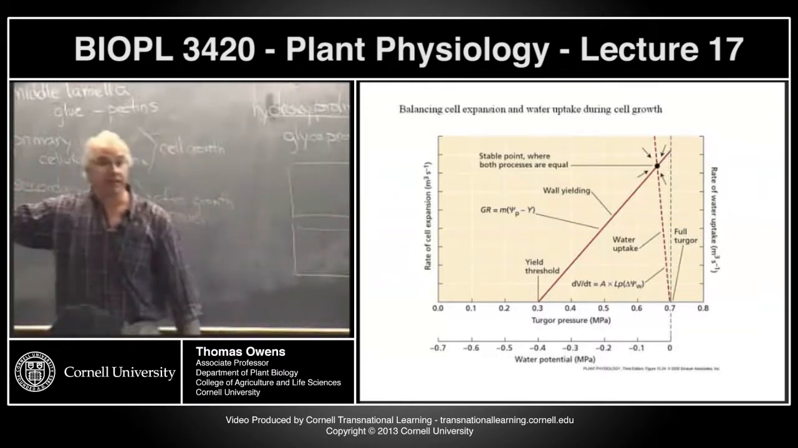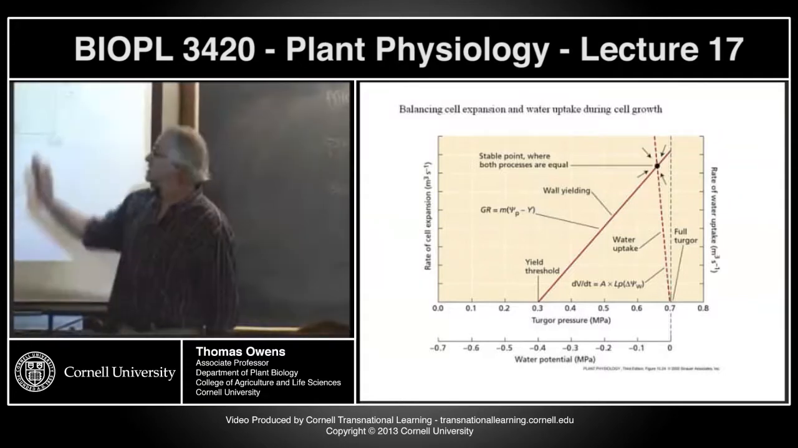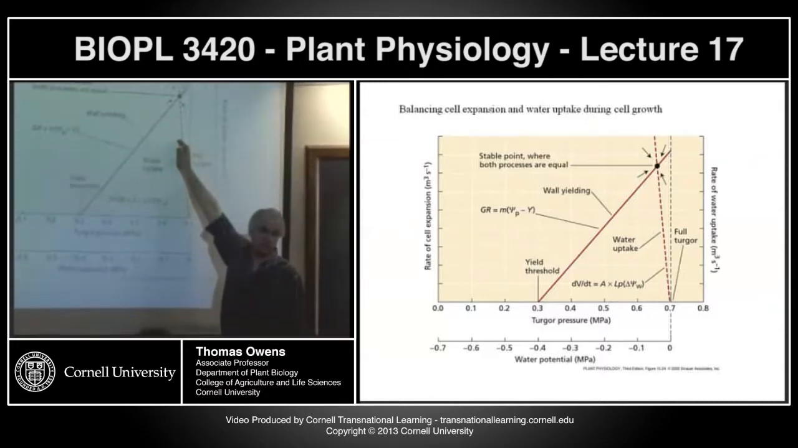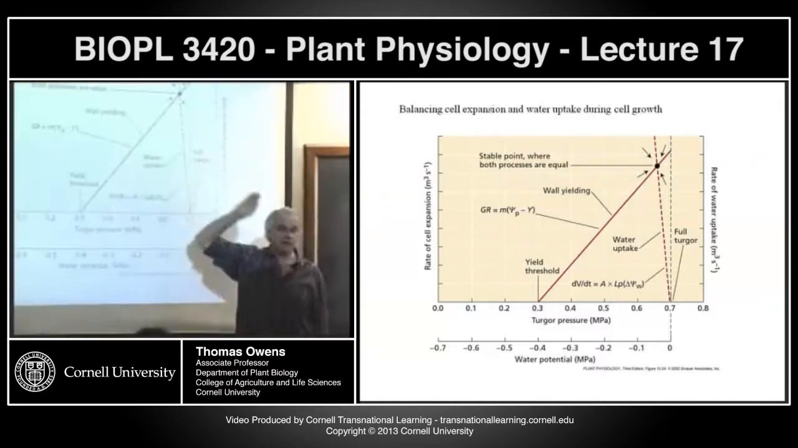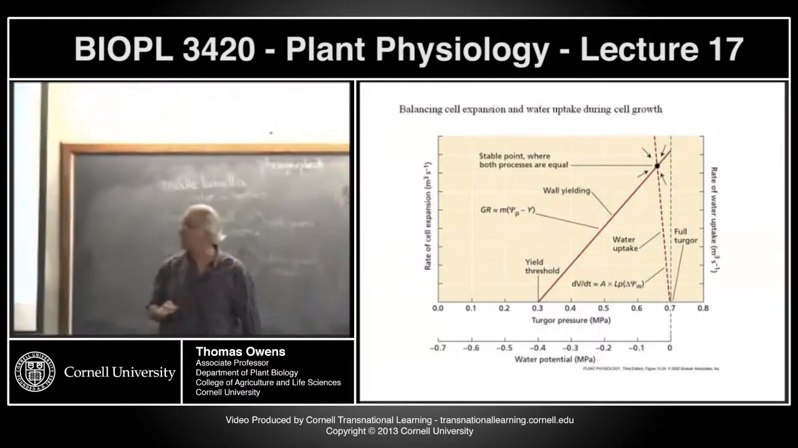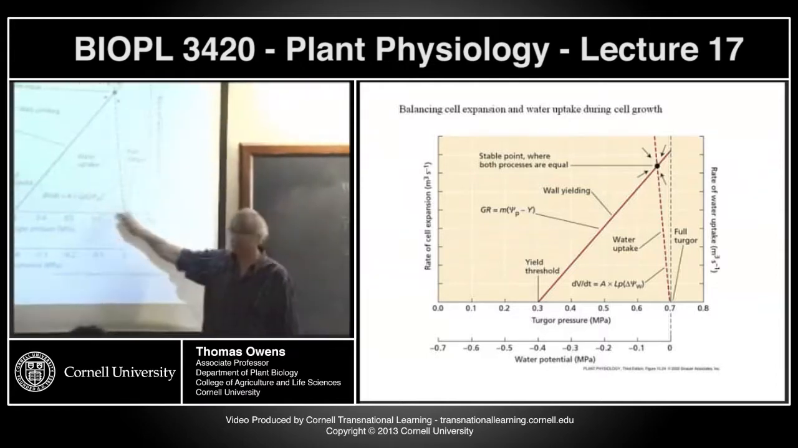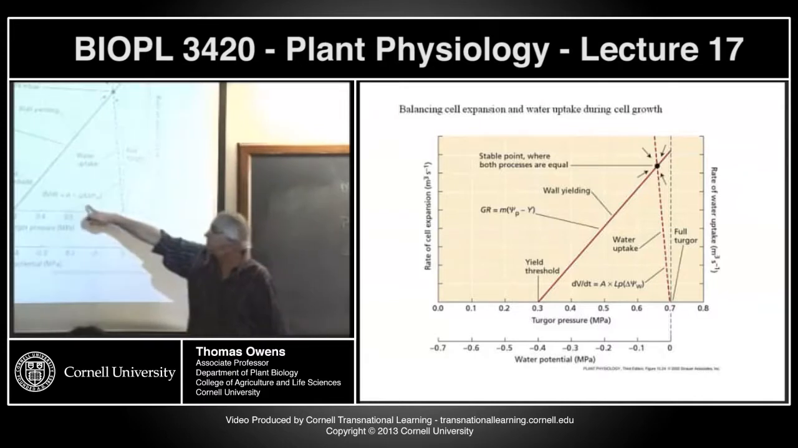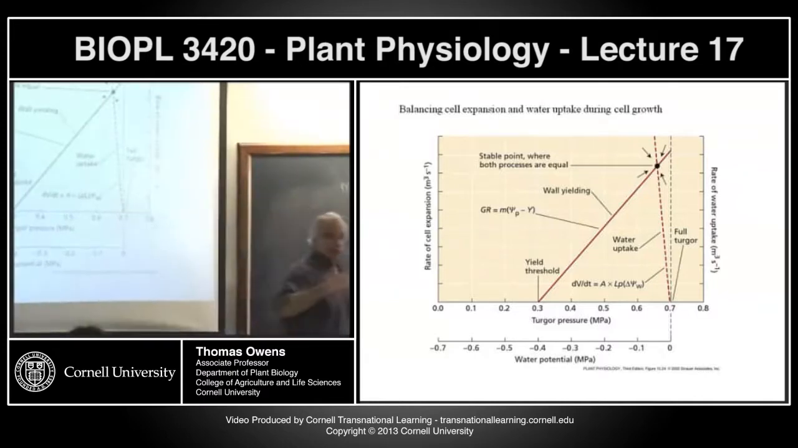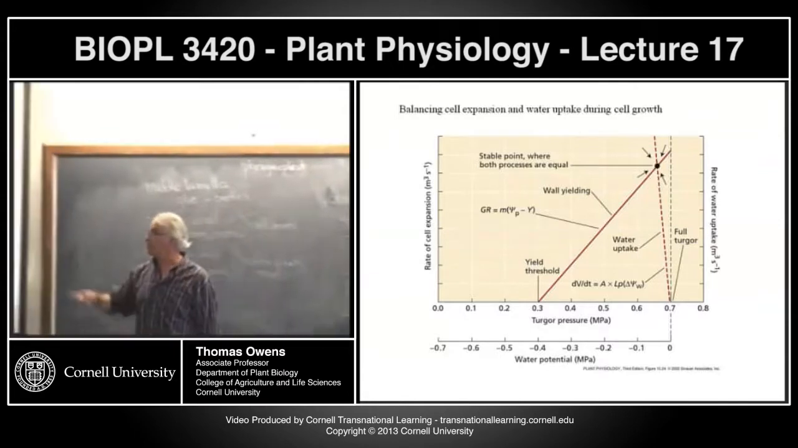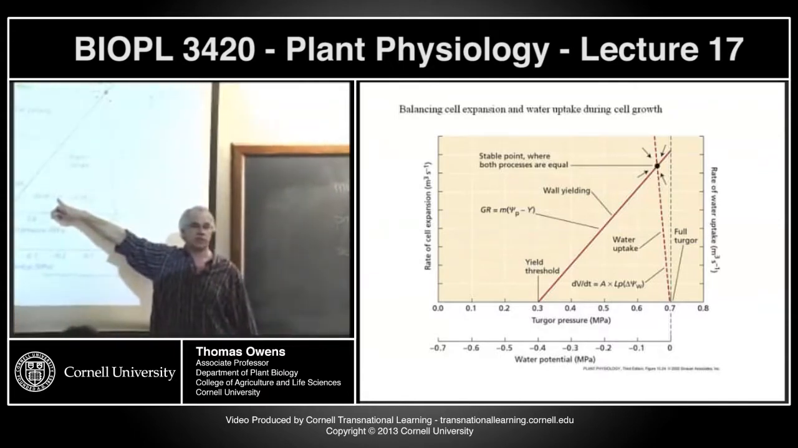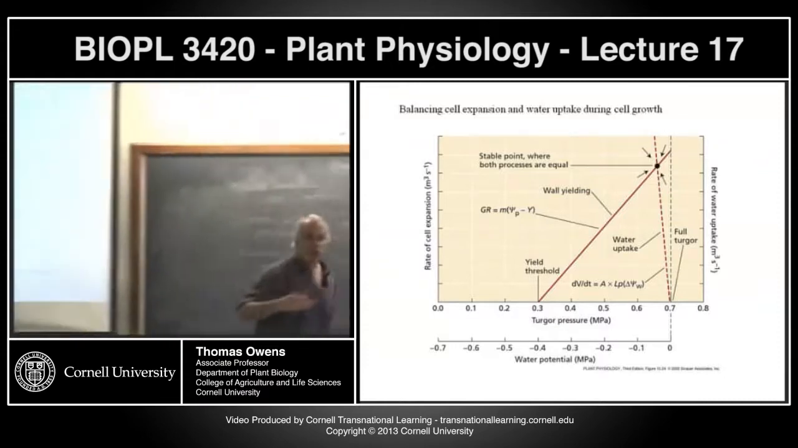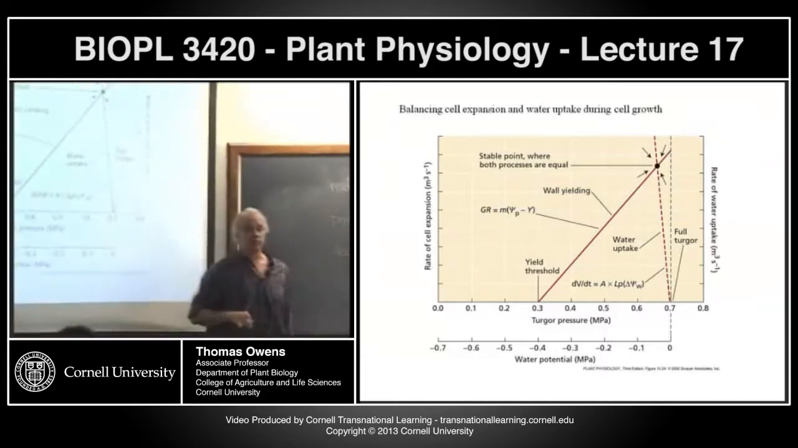So let's step back and think about what these lines represent. This one is relatively straightforward because this is just diffusion. This is basically just Fick's law. The rate of water movement from the outside to the inside of the cell is dependent upon the driving force, difference in turgor pressure, and the permeability. This LP is basically the permeability of the plasma membrane to water moving through it, and A is just the surface area of the plasma membrane. So this line just represents the rate of water uptake as a function of turgor pressure.